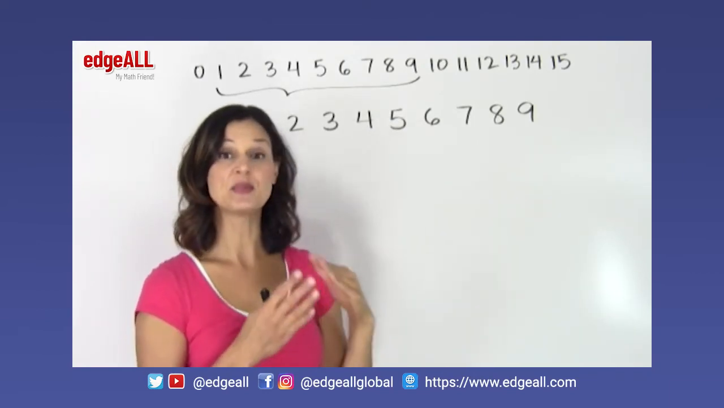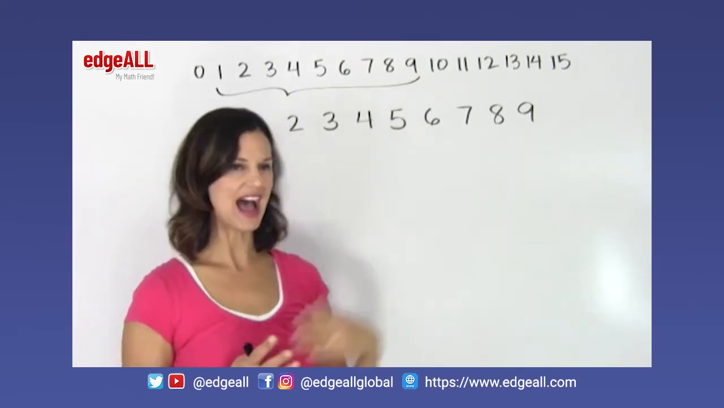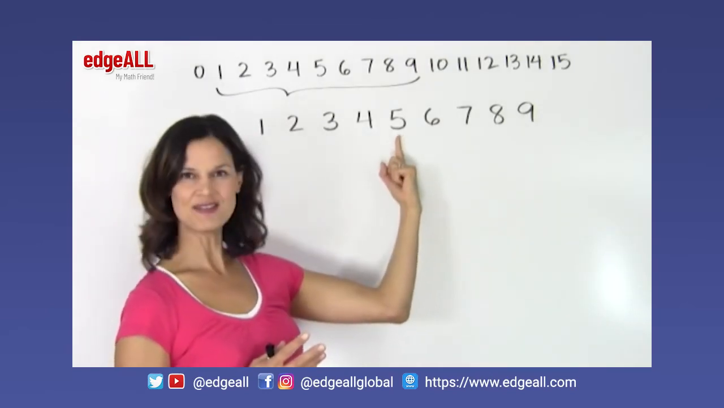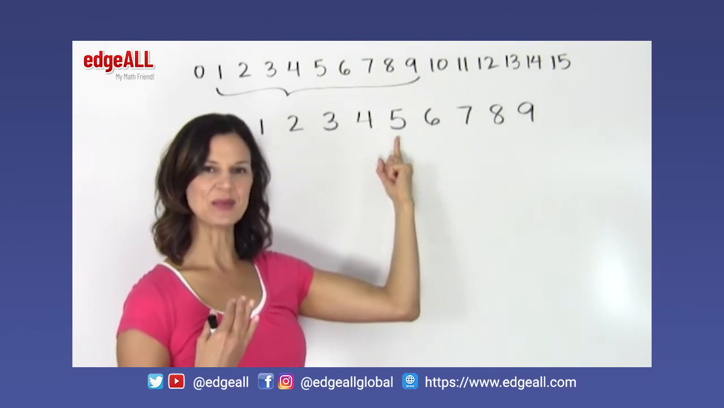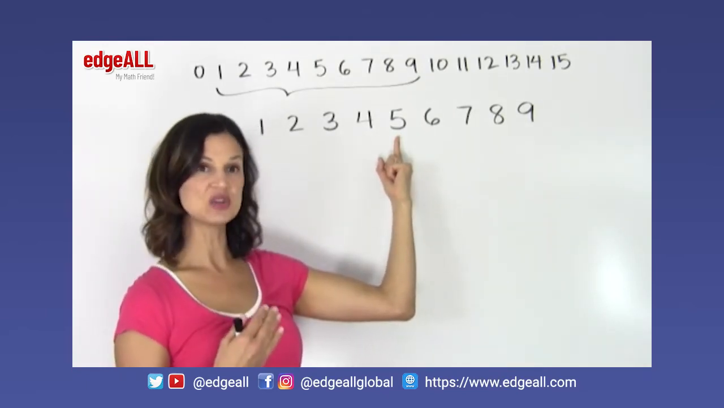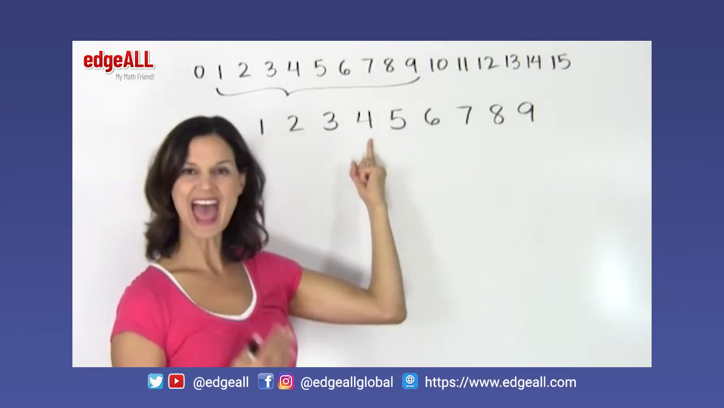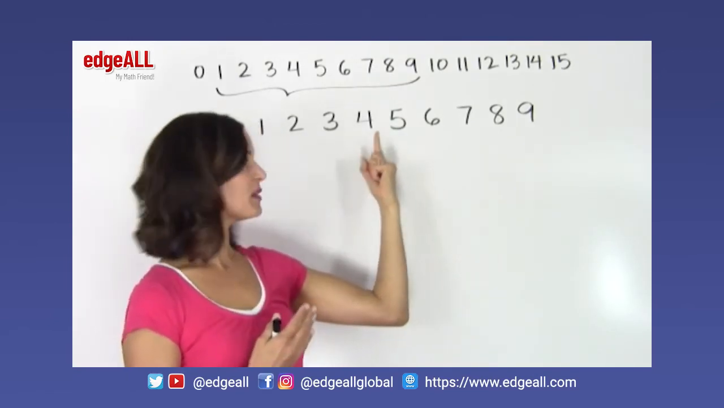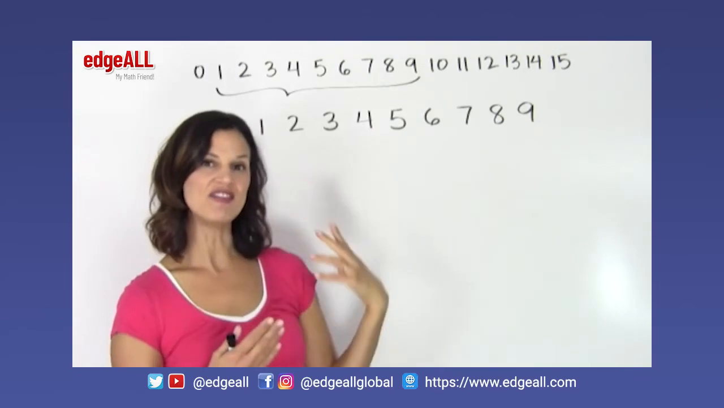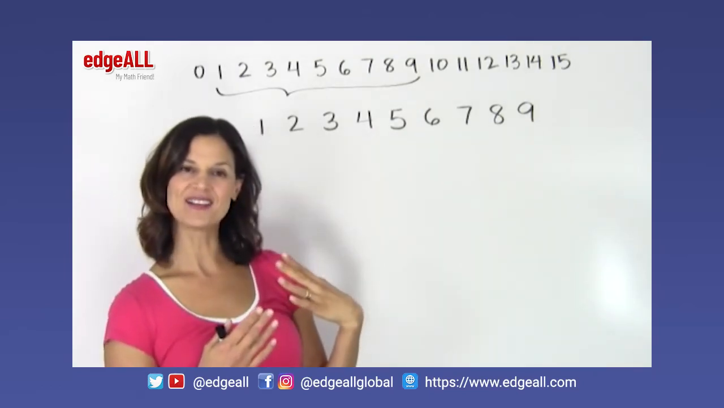To find the previous number of 5, so starting at 5, if we are asked to find the previous number, we are going to look to its immediate left. It is the number 4. So the previous number of 5 is 4.